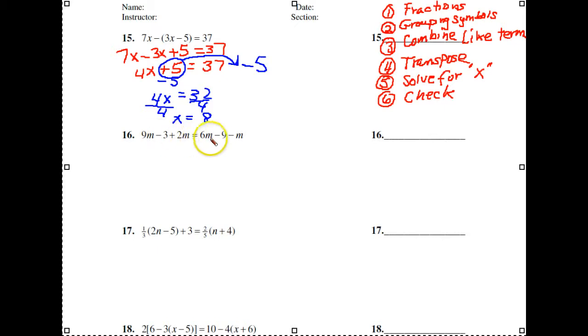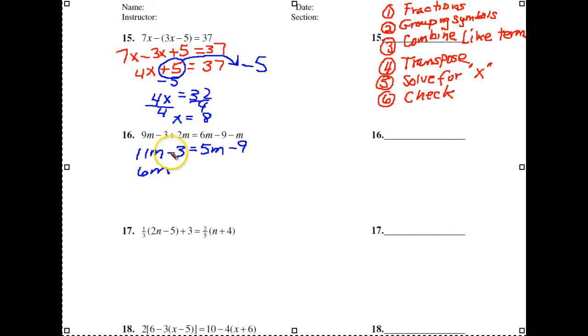Now notice there are no grouping symbols, but we do need to do number 3 over there, combine like terms. So this and this becomes 11m minus 3 equals 5m minus 9. And this is sort of like the middle step where you have a variable, a number, equals a variable, a number. And now what you want to do is to get all of the variables on one side. And you want to try to keep the variables positive. So I'm going to subtract 5m, or transpose the 5m, and then this becomes 6m. That is, I'm subtracting 5m, subtract 5m, I get 6m.